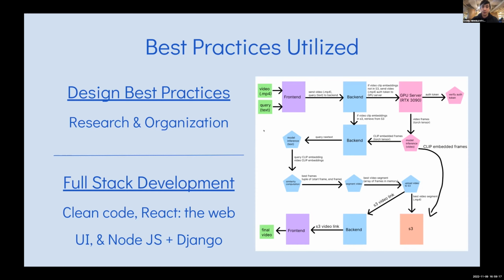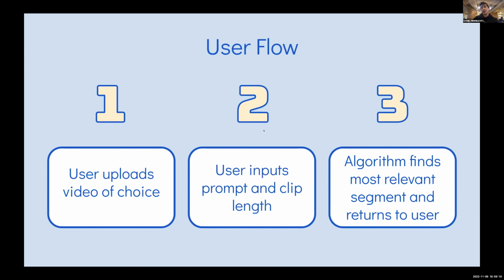And yeah, so John, you want to go over the super basic user flow? Yeah, sure. So the first thing a user will do when they get onto the website is upload the video which they want to segment a clip from. Then all they have to do is input a prompt which describes the clip and the length of the clip that they want. And when they submit that, the algorithm will find the most relevant segment and return it.